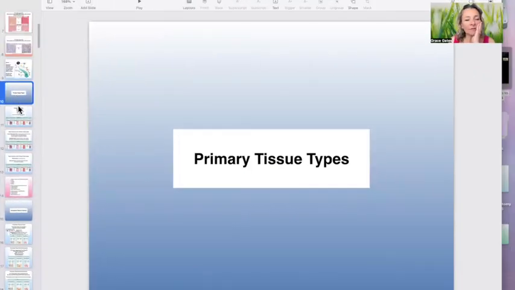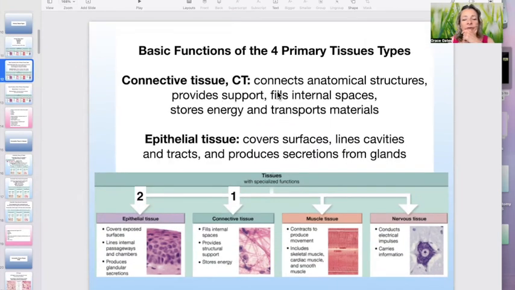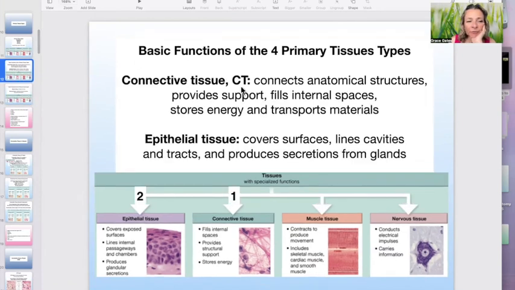Okay, so primary tissue types. Here's the new stuff. There are 4 different types, and we're going to learn them in this order: connective tissue, epithelial tissue, muscle tissue, and nervous tissue. Connective tissue connects anatomical structures. It provides support, it fills internal spaces, it stores energy, it transports materials. Then epithelial tissues cover surfaces, line cavities and tracts, and produce secretions from glands. Muscle tissue moves the body. Nervous tissue conducts nervous impulses and carries information. And of course, this lecture is going to be about connective tissue.